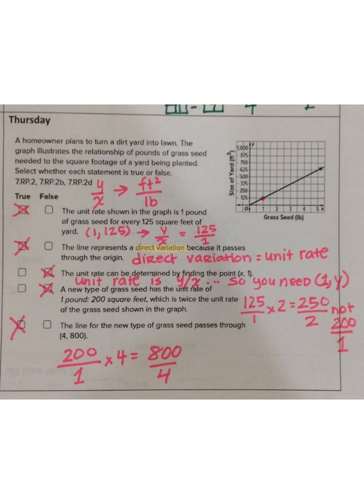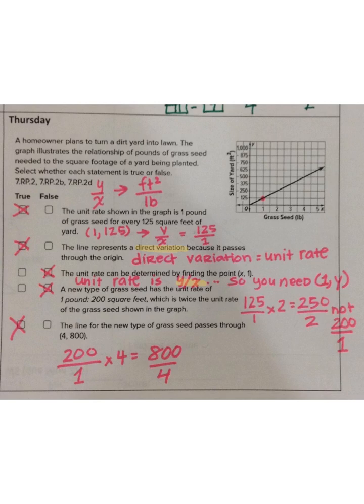Again, remember in this chapter we've talked about how different words mean the same thing. It all boils down to unit rate. Slope, direct variation, constant rate of change, all of those mean the unit rate, so that one is true. Next one, the unit rate can be determined by finding the point x, 1. That's not correct, that's false, because if we're writing the unit rate, again, it's comparing y over x.